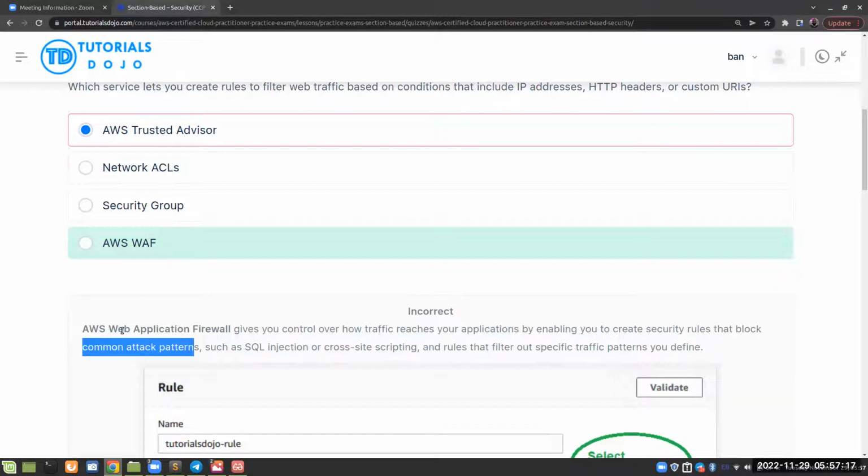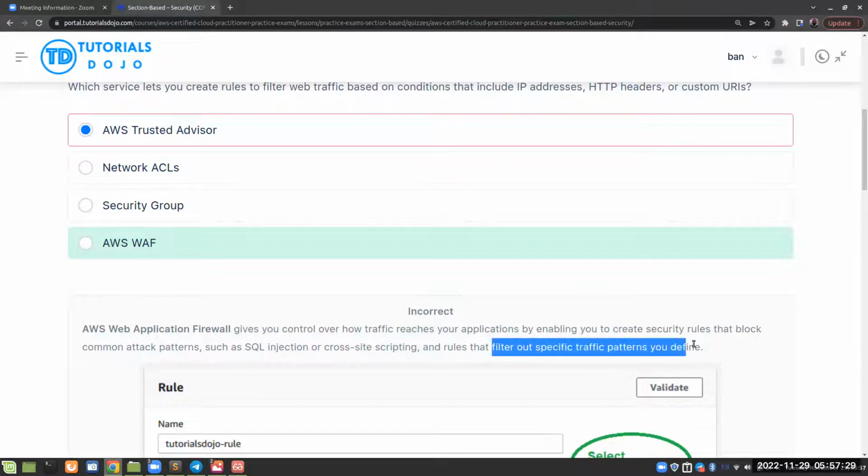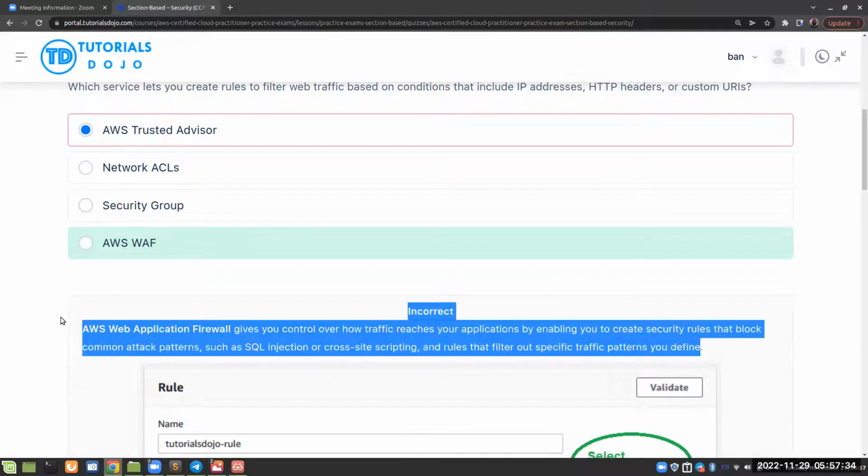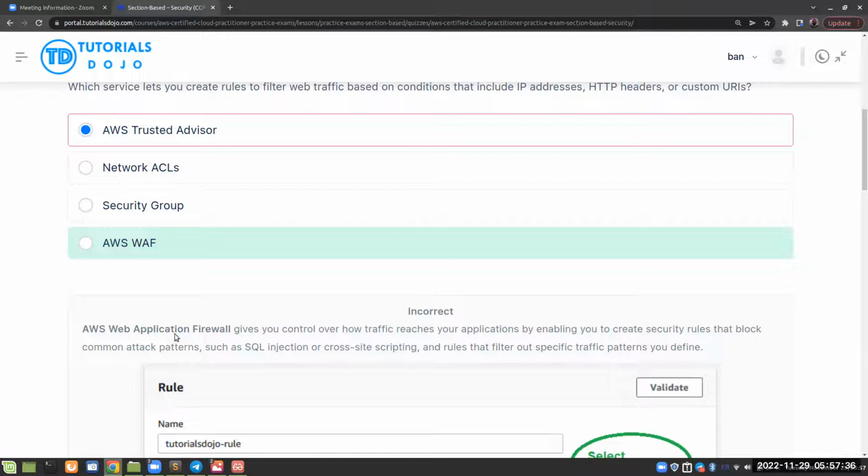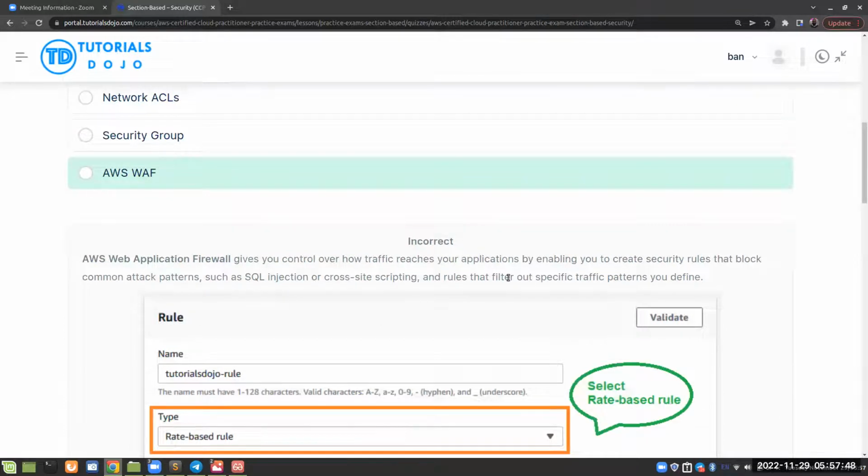So when you have the AWS Web Application Firewall, you create rules and that will block some patterns. And remember SQL injection, cross-site scripting, and rules that filter out specific patterns. And I want to remind everyone to know this service very well. It will always come up. At times you see they're asking which service can be used to block SQL injection or cross-site scripting. It will still come in that way and will just be taken off what you see here.